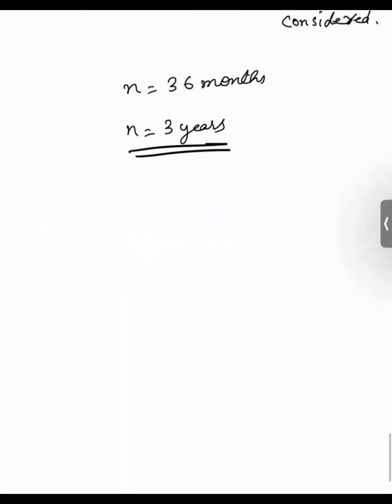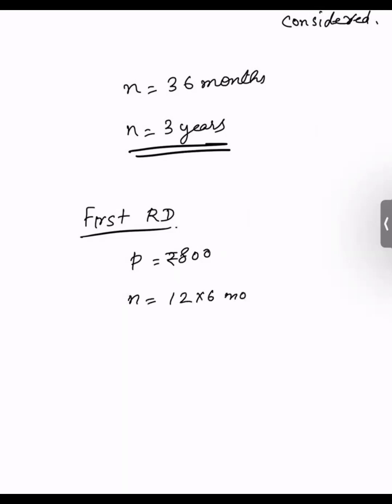First RD, we have to write it as first RD and second RD. So first RD, what is the duration and all that? What was the principal in that case? 800 per month, right? For first RD, 800 per month. N is 12 into 6 months, right? Then, rate of interest, what is the rate of interest? Have they mentioned it? Yes, 10, right? If bank pays 10% per annum simple interest in both the deposits. So R is also given and that is 10%.